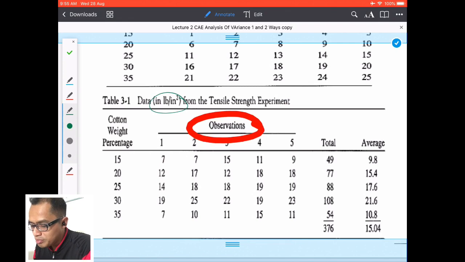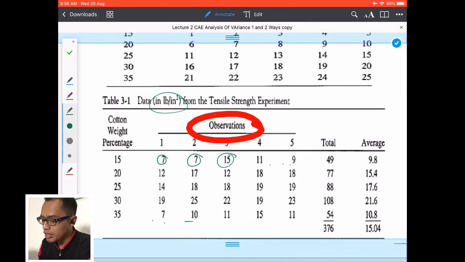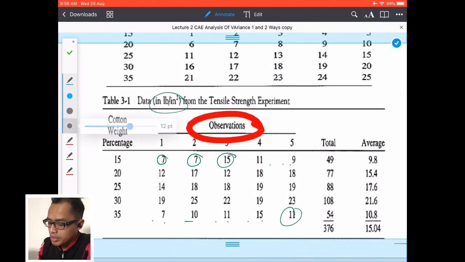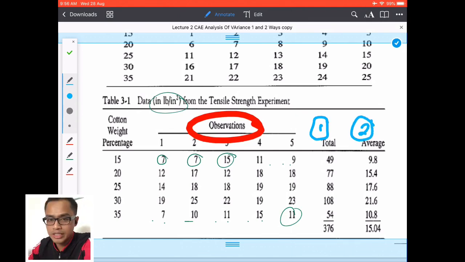For example, for 15% of cotton, she did the experiment, so she gets 7 for the first repetition, 7 pounds per square inch. The next one is 7 pounds per square inch, and so on and so forth, until the last specimen, it is 11 pounds per square inch. Okay, let's do the calculation. First step is to do the total. I'm going to write here step number 1. And step number 2, do the average. You'll get marks in the final exam for these, right?